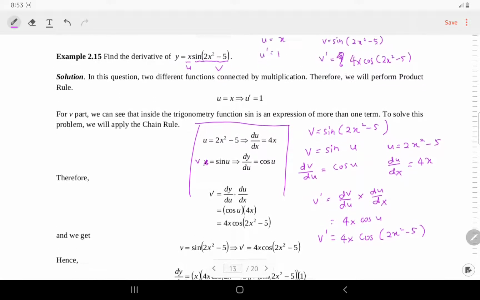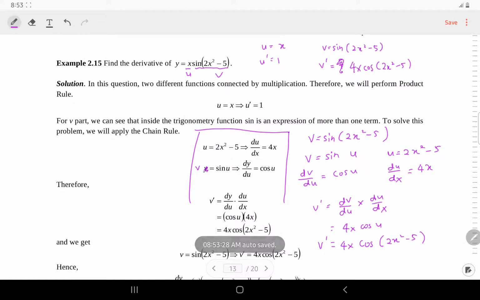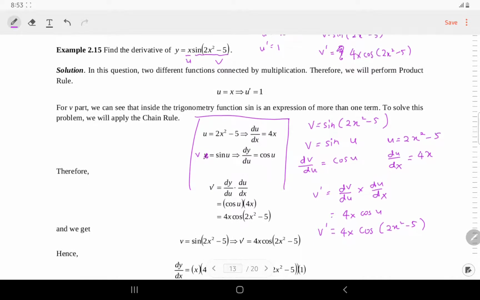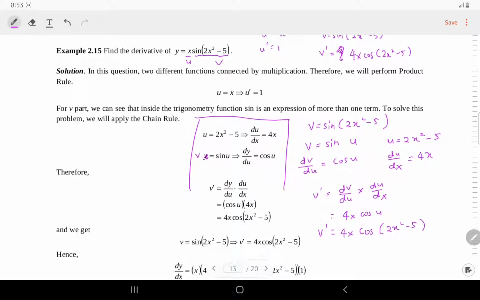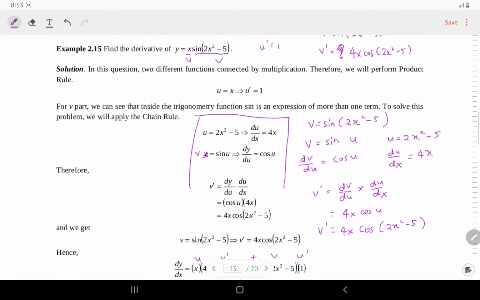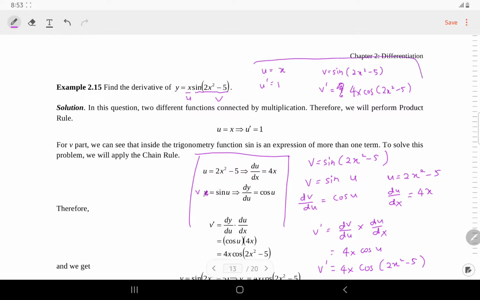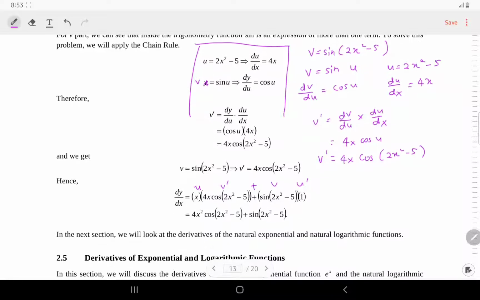Okay, and then barulah kita apply product rule. Product rule which is u v prime plus v u prime. Kat sini, u v prime plus v u prime, according to this yang ni. So masukkan and then simplify.